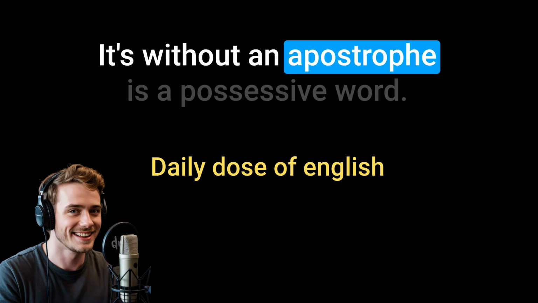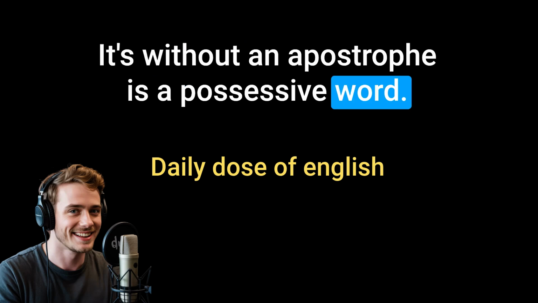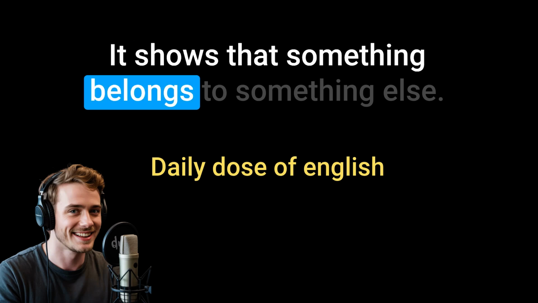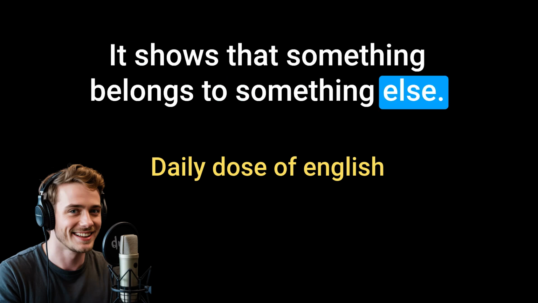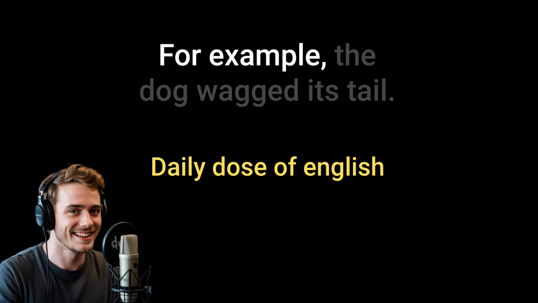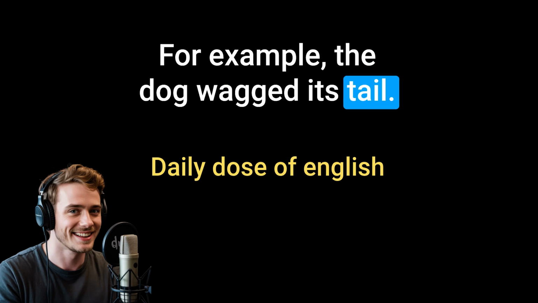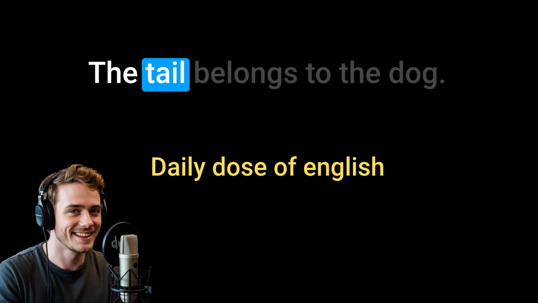Its without an apostrophe is a possessive word. It shows that something belongs to something else. For example, the dog wagged its tail. The tail belongs to the dog.